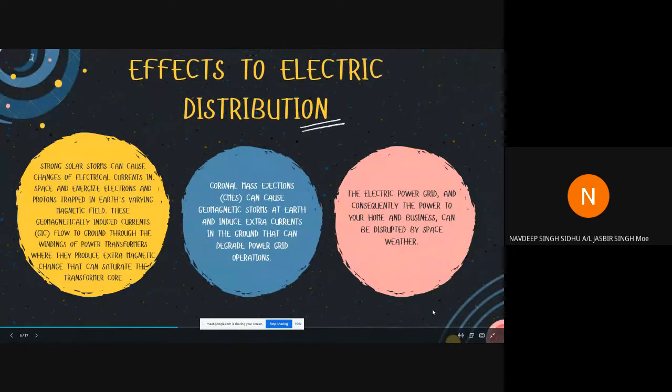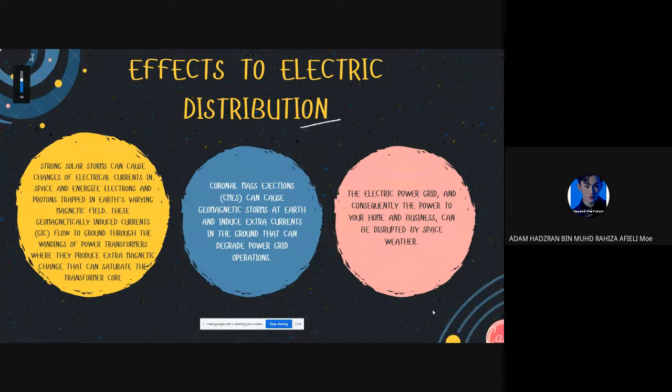Effects to electric distribution. Strong solar storms can cause changes of electrical currents in space and energize electrons and protons trapped in Earth's varying magnetic field. This geomagnetically induced current flows through the ground through the winding of power transformers, where they produce electromagnetic change that can saturate the transformer's core.